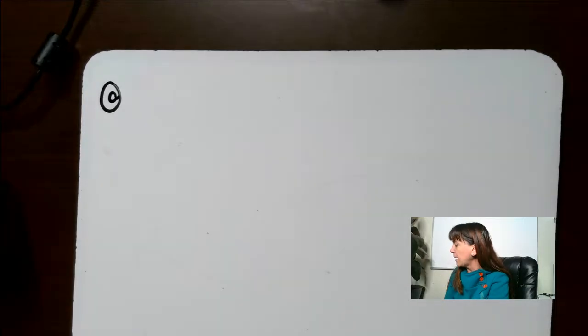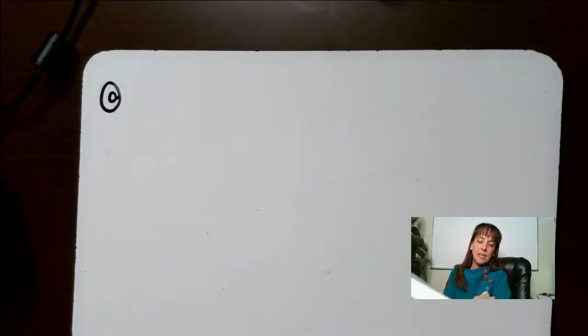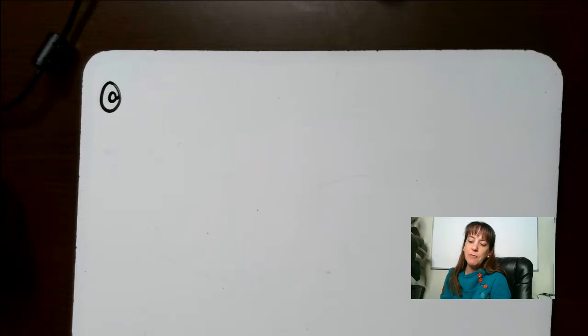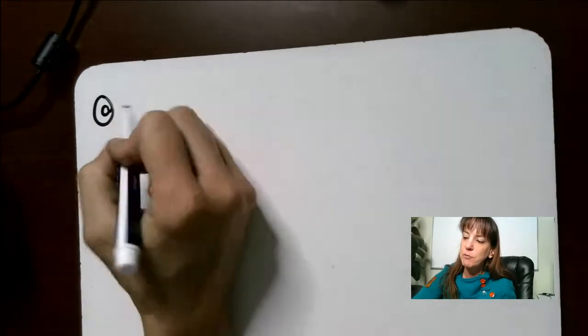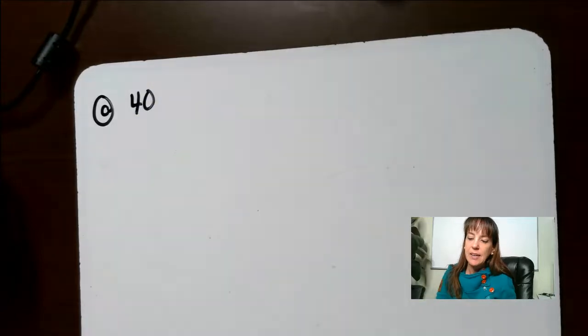So for A, 40 kids stood patiently in each line. There were 35 lines of kids. How many kids were standing patiently in line? So we have a bunch of lines, right? And there's 40 in each line.